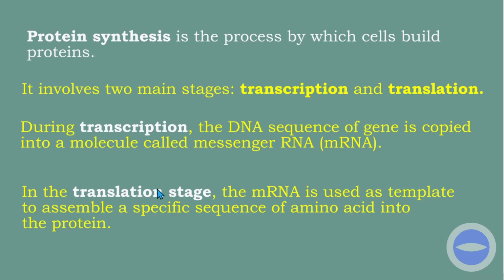And then in the translation stage, the mRNA is used as a template to assemble a specific sequence of amino acids into the protein. Translation takes place in the cytoplasm. So mRNA will move out of the nucleus and be used as a template. Then we will have tRNA, which is going to come and build amino acids using the mRNA from the nucleus. I will show all the processes as time goes, which is part of our lesson today.